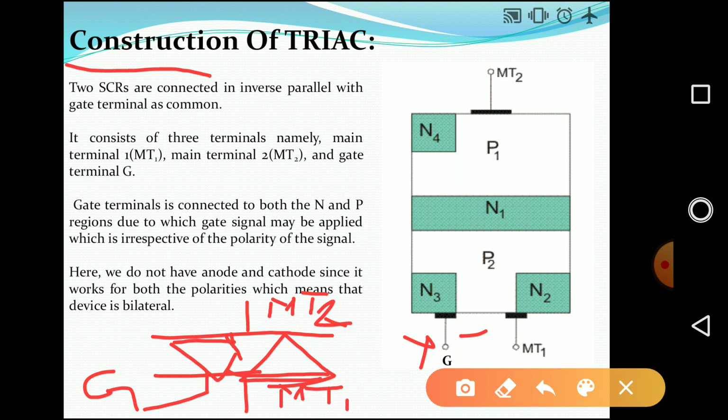So this is the symbolical representation of TRIAC. In the symbol we can observe that it has an anti-parallel connection of two SCRs, and both SCRs' gates are taken as common to form a single gate terminal.